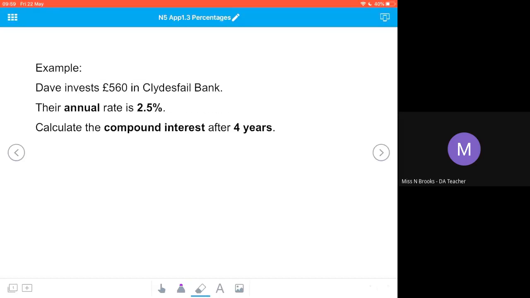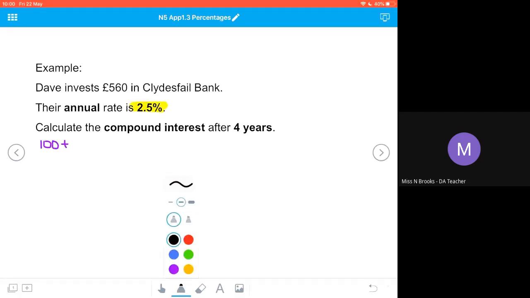So in our example, Dave invests £560 in Cloudsvale Bank. Their annual rate is 2.5%. And we want to calculate the compound interest after 4 years. So using our new method, we're going to start off with 100%. And we're going to add on our annual rate, and our annual rate is 2.5%.